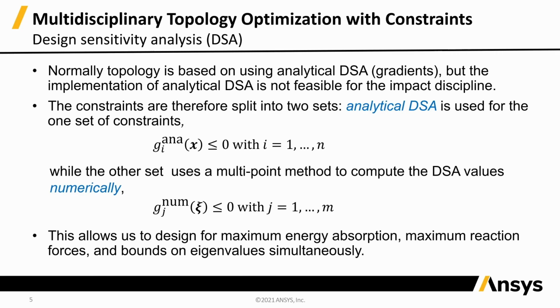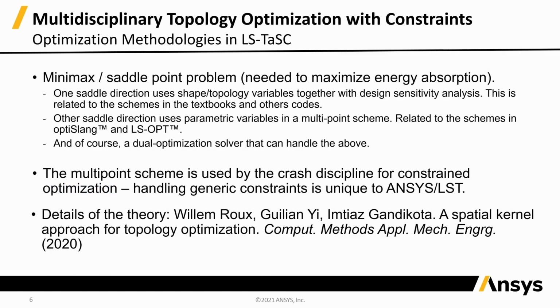So inside the code, we've got both of these implemented, and both are used simultaneously in the multidisciplinary topology optimization. This is methodology that is unique to what we're doing. This also carries over into the optimization method that we're using. Like I said, you're basically solving two problems simultaneously. You're joining two problems to make your one design problem. In one saddle direction, you use the normal topology optimization that you would find in the standard textbooks and commercial codes. And in the other direction, we use parametric variables like you would find in parametric codes like LS-Opt, etc. I've got a reference at the bottom containing the theory. That's that article in Computer Methods in Applied Mechanics.